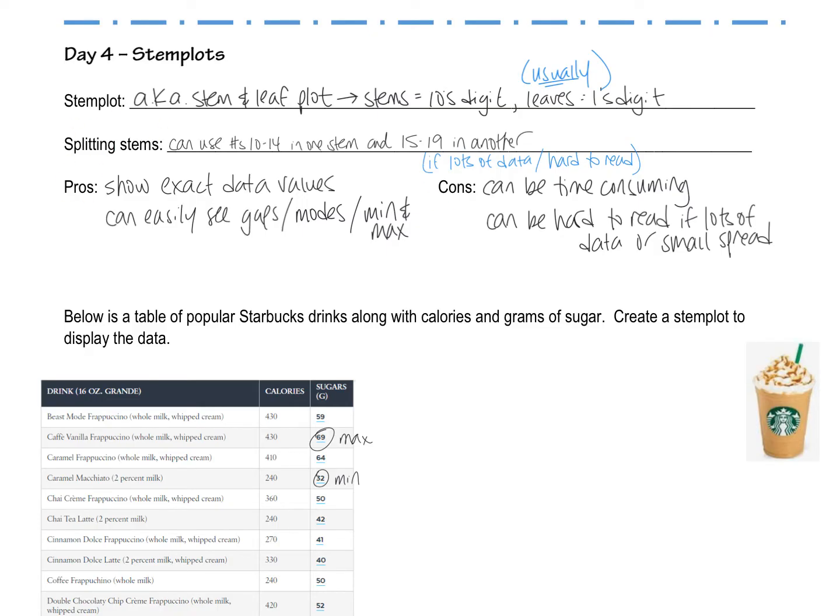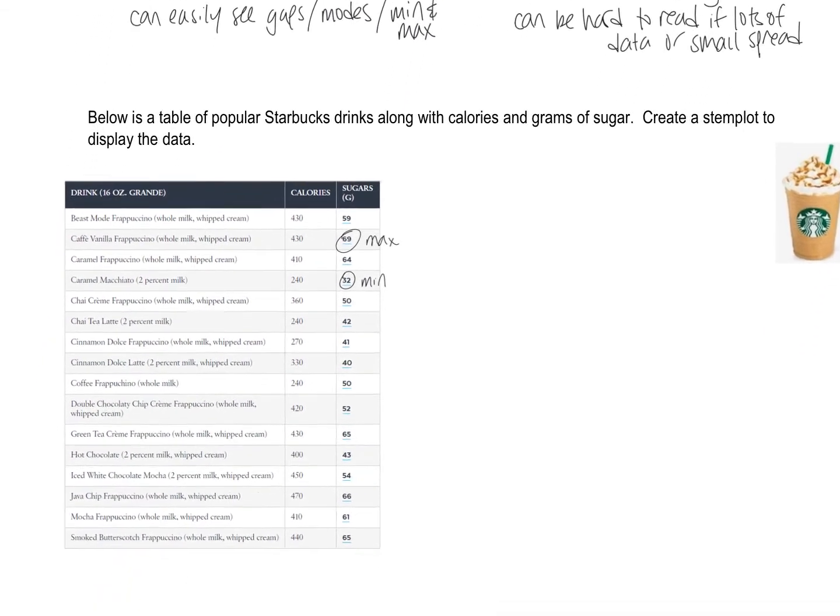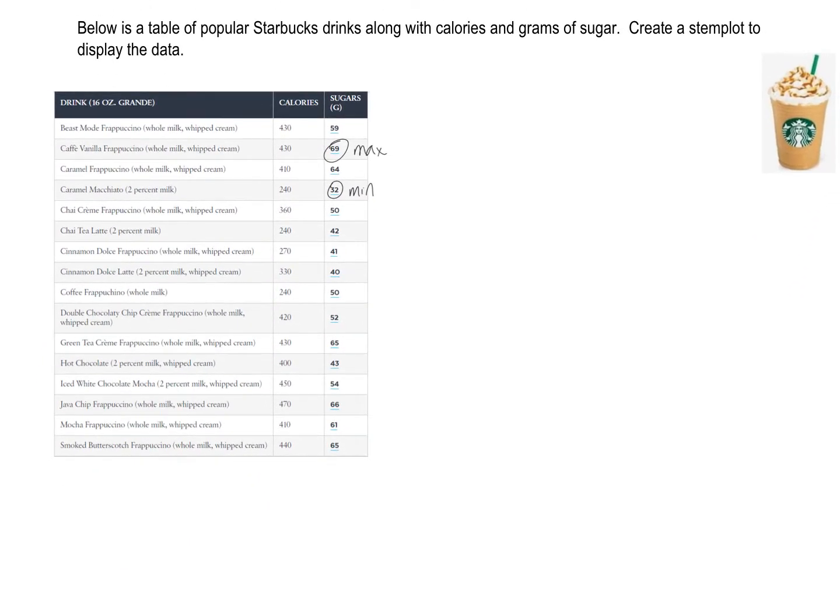I think the easiest way to start explaining what a stem plot is and how it's used is to just dive into this first example. What I have down here is a table of popular Starbucks drinks along with calories and grams of sugar, and it's asking us to create a stem plot to display the data. What I want to do is just the sugar, so we're going to ignore the calories. I put those there just for your reference, but I want to just talk about grams of sugar in each drink.